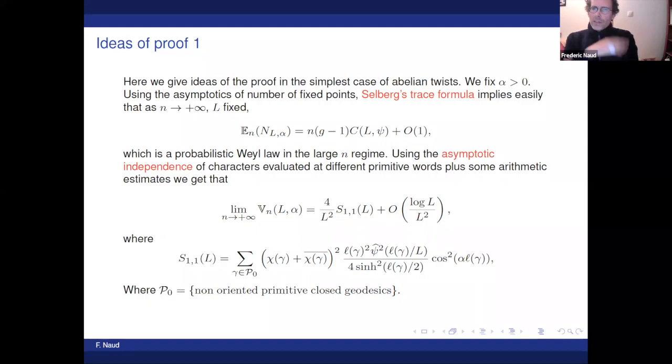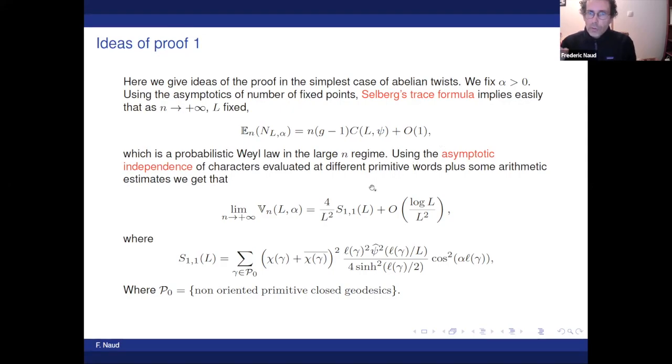So we fix the energy level once and for all, okay? So it's not really a semi-classical computation. It's a large N computation. But the expectation of the counting function is very easy to see. You do have an asymptotics, it grows like N times some constant. So this is your probabilistic value. And then you look at the variance, so you remove that term.